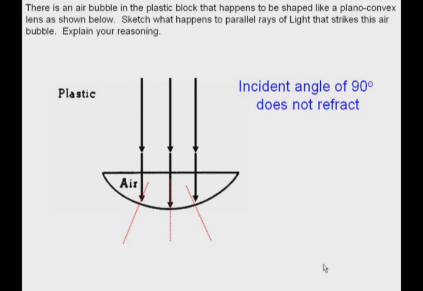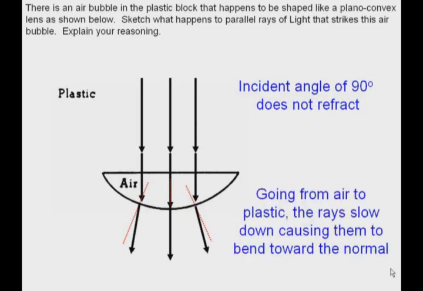So I'm going to start by continuing these straight. I know this middle one is going to stay straight because it's perpendicular to the surface, right along the normal line. The ones on these two sides are going to bend. If we're going from air to plastic, we're slowing down, and that means we bend towards the normal, so bend outwards. That makes this lens a diverging lens, even though the shape is convex.